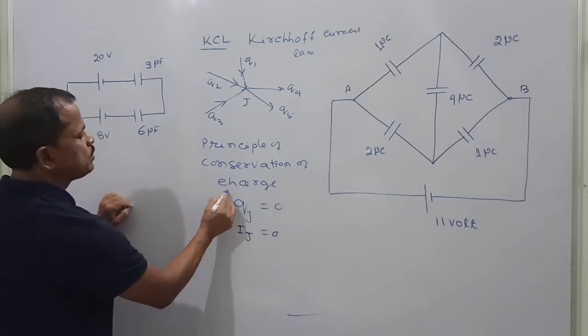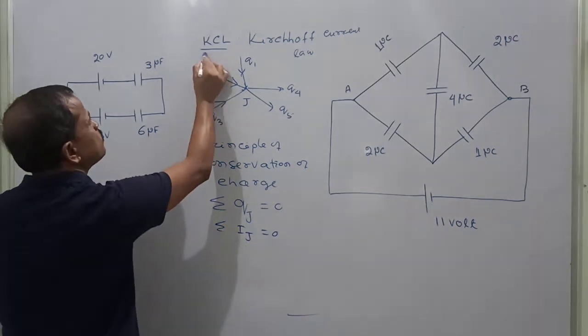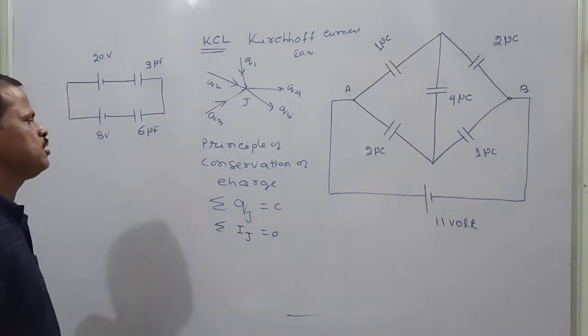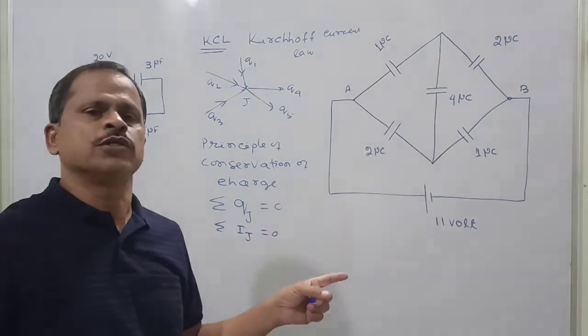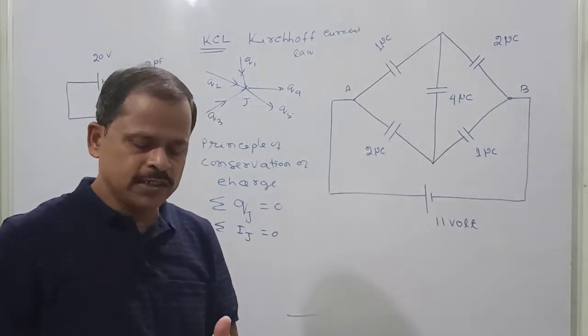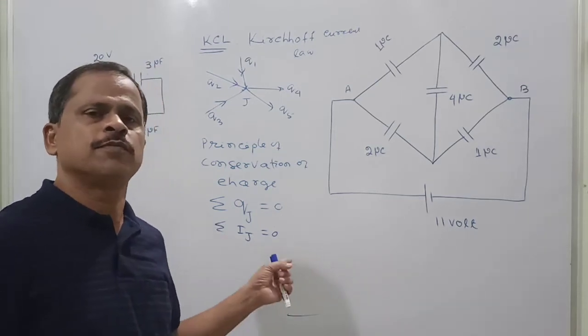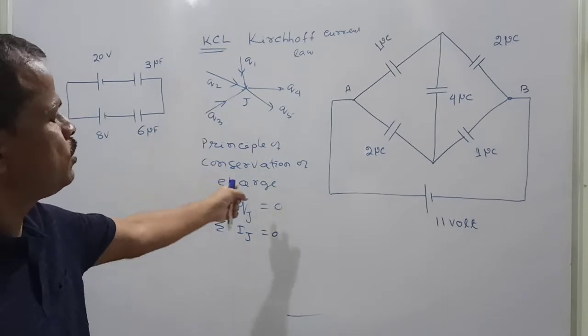By differentiating, you can also say the net current at a junction is equal to 0, since the differentiation of charge is current. That is also called Kirchhoff's current law. So Kirchhoff's current law is based on the principle of conservation of charge. It is a short question: what is the principle of Kirchhoff's first law? Principle of conservation of charge. This is all about Kirchhoff's law.